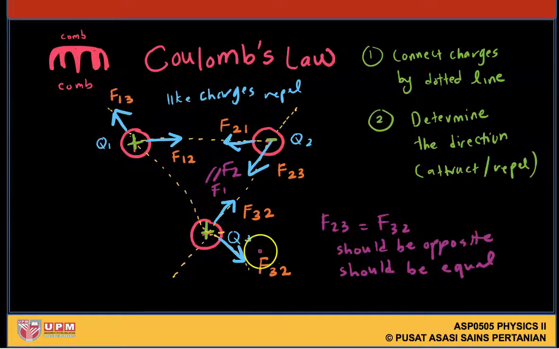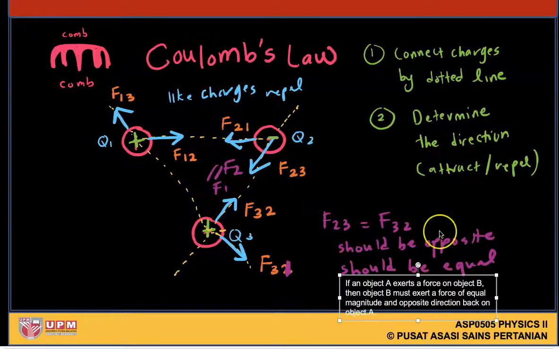And F13, okay, I labeled this wrong. F13 is the same as F31. The magnitude is the same, but the direction is different. This is based on Newton's third law. Let me Google that. Newton's third law states that if an object A exerts a force on object B, then object B must exert a force of equal magnitude and opposite direction back on object A, which is exactly what we have seen so far happening, right?